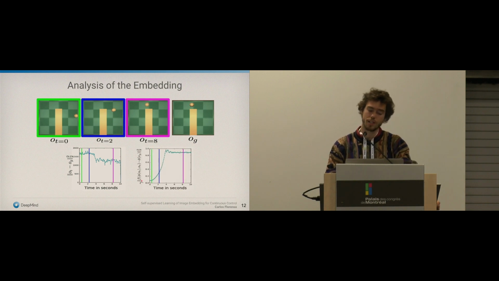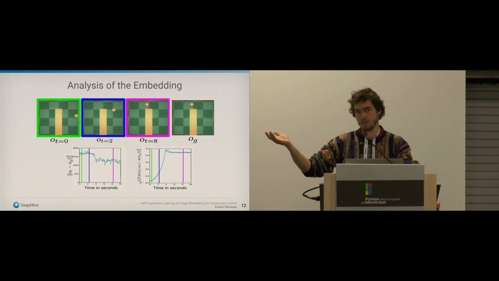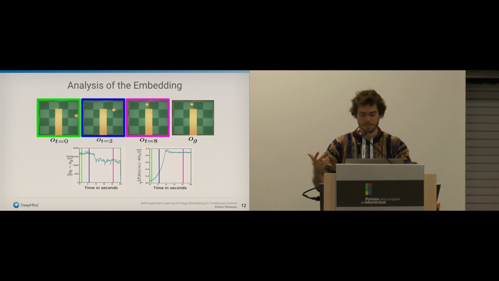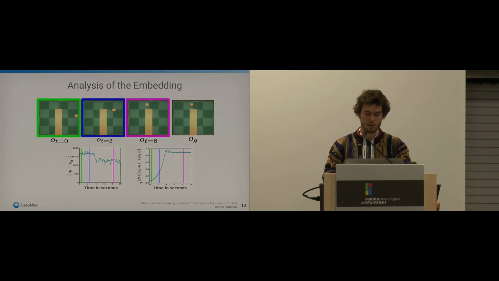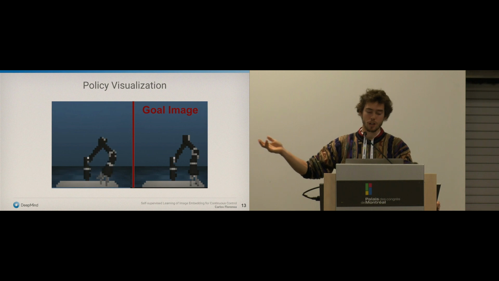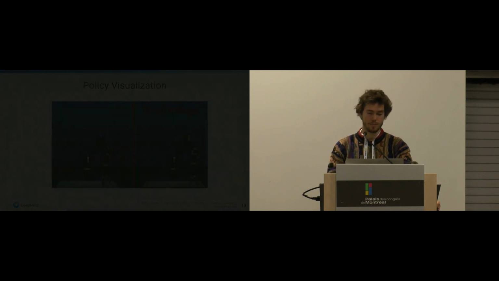Whereas if you look at the distance in our embedding space, this is with the exponent, you clearly see that it knows that it's getting closer to the goal, and it converges to something like 0.9, which basically means that it knows that it's only a few actions away from the goal. It's never exactly 1, because you never actually match the observation that you're given. But it knows that it's very close. We can visualize the policy, for example, for the Jaco arm: to the right you have the goal image, and to the left you have the policy.